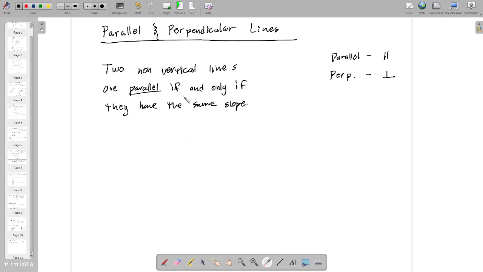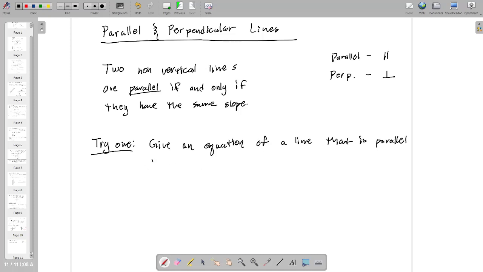Furthermore, we specifically say that they are non-vertical so that we could reference the slope. Notice that whenever we say slope, we have to reference non-vertical lines because vertical lines have an undefined slope. Try one. Give the equation of a line that is parallel to y equals 3/2 x plus 4.